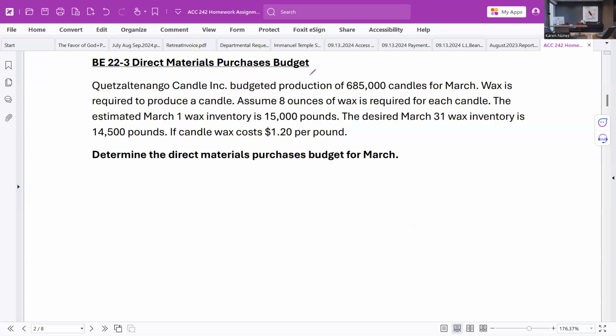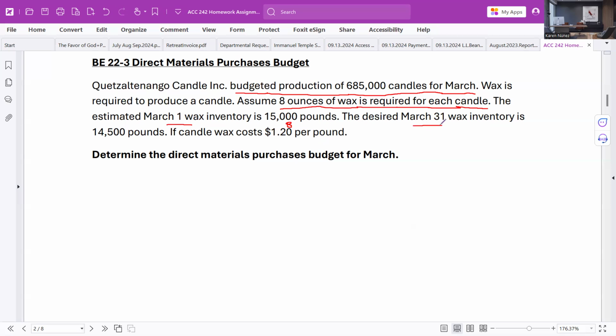So let's see what we're given here. In this case, we have a budgeted production of 685,000 candles for the month of March. And we know that wax is required to produce a candle. In fact, what we're being told here is that they need 8 ounces of wax to produce each candle. And they're estimating that the beginning inventory, March 1, is going to be 15,000 pounds of wax.